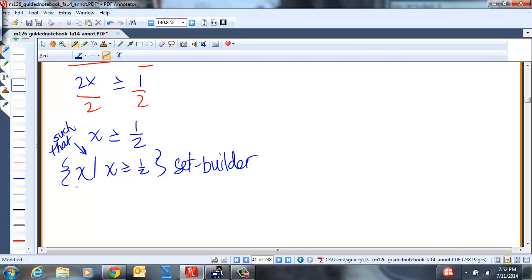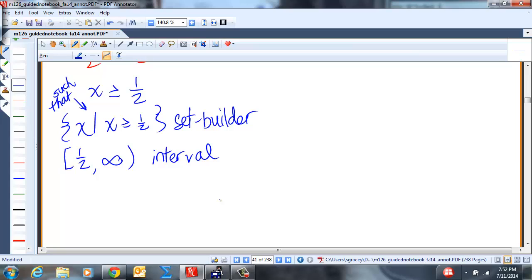Interval notation basically says, hey, x has to be greater than or equal to 1/2. So 1/2 is the left endpoint, and we go infinitely to the right. So this is interval notation. If you looked at this on a number line about x, this is what it would look like.